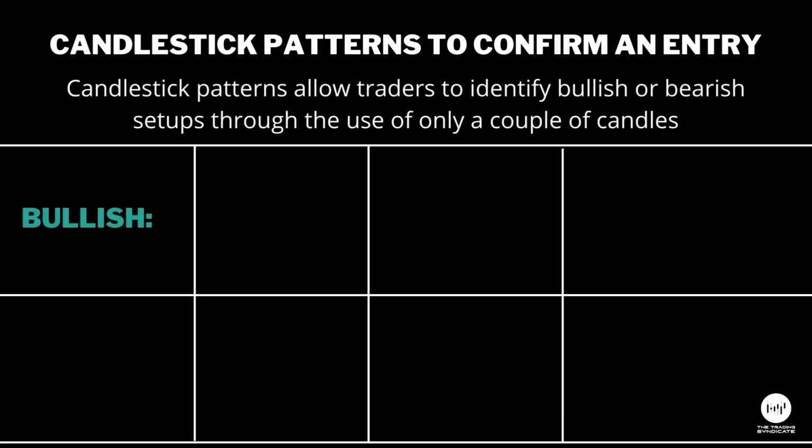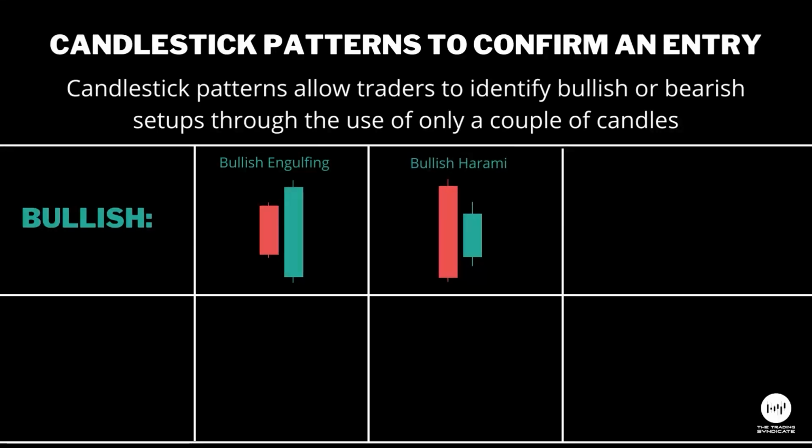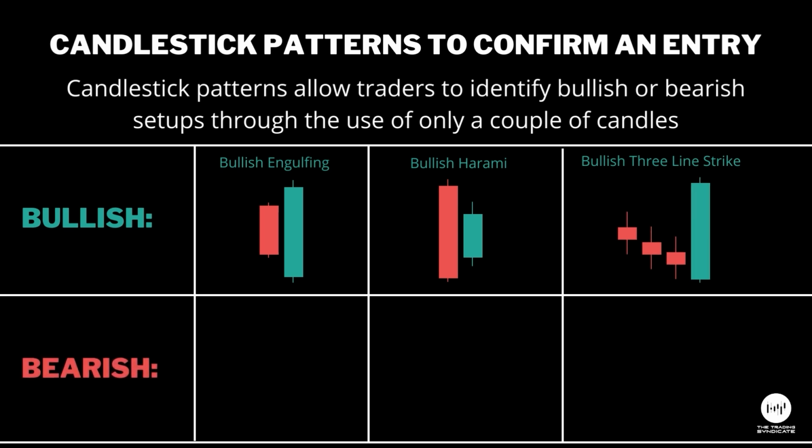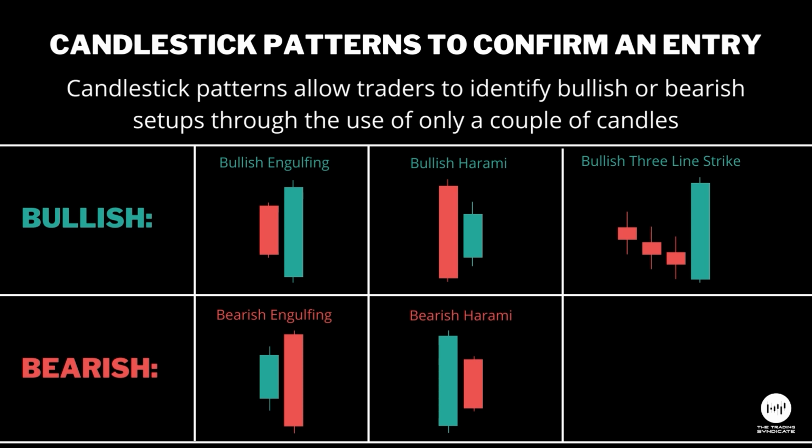Namely, the bullish candlestick patterns that we are going to be looking for are the bullish engulfing pattern, the bullish Harami pattern, and the bullish 3-line strike pattern. Likewise, the bearish candlestick patterns that we are generally going to be looking for are the bearish engulfing pattern, which was the pattern that we just saw in the last example, the bearish Harami pattern, and the bearish 3-line strike pattern. Of course, there are going to be other candlestick patterns that can be found and used for an entry along supply and demand zones, but these are generally the most common that we see.